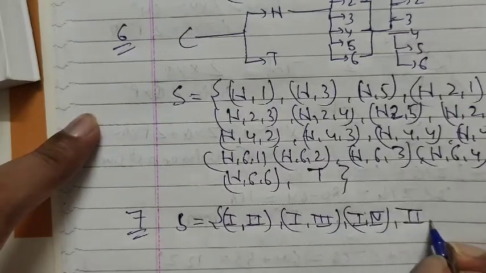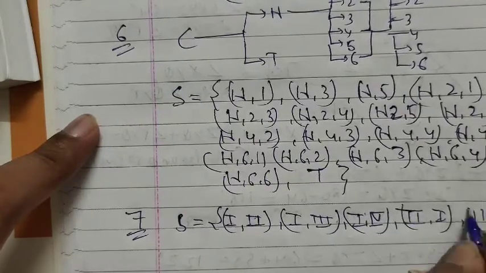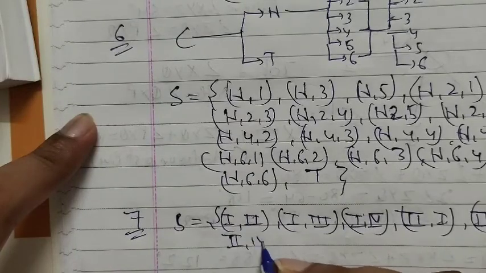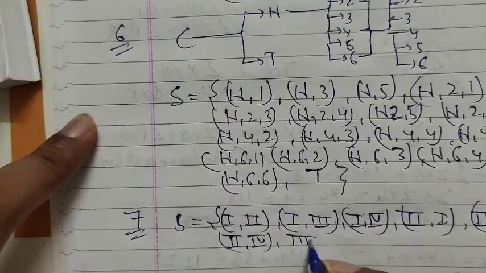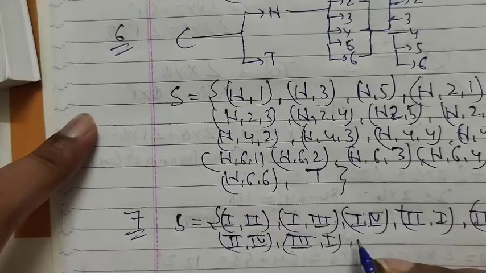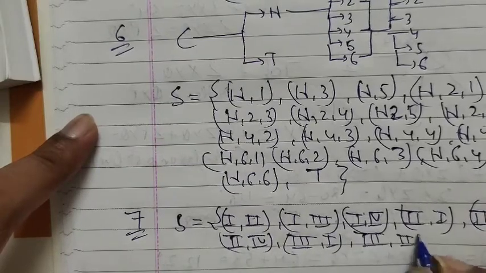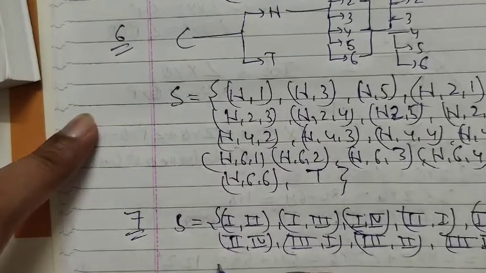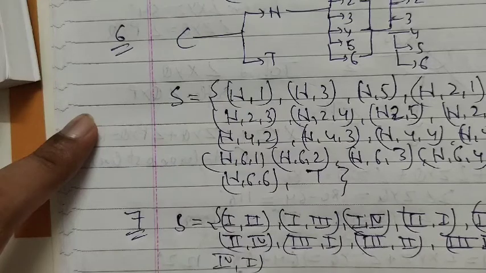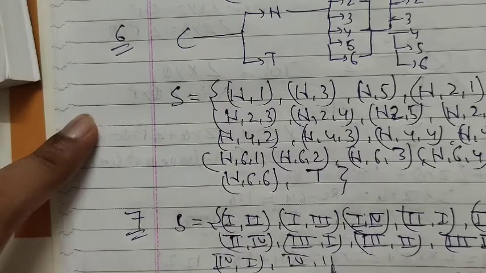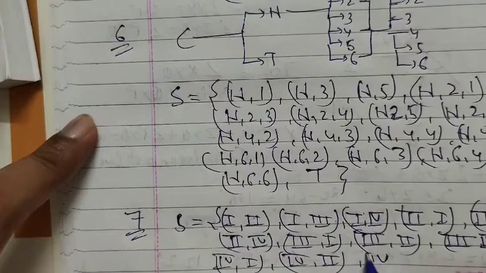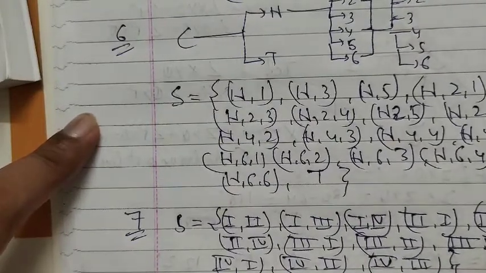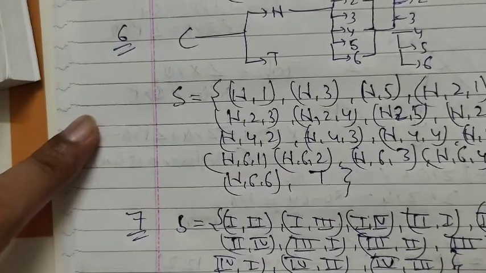If second occurs first, second with first, second with third, second with fourth are possible. If third occurs first, third with first, third with second, third with fourth are possible. If fourth occurs first, fourth with first, fourth with second, fourth with third are possible. So these are all the possible outcomes for this experiment.